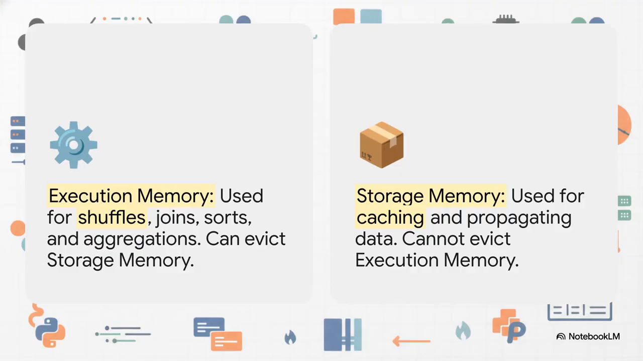Now, this is a really crucial point. Execution memory always wins. It has priority. So if a big shuffle or join needs more room, Spark will literally kick cached data out of storage memory to make space. Understanding this is key to debugging performance problems because it explains why a job might suddenly hit a wall when a big memory-hungry operation kicks in.